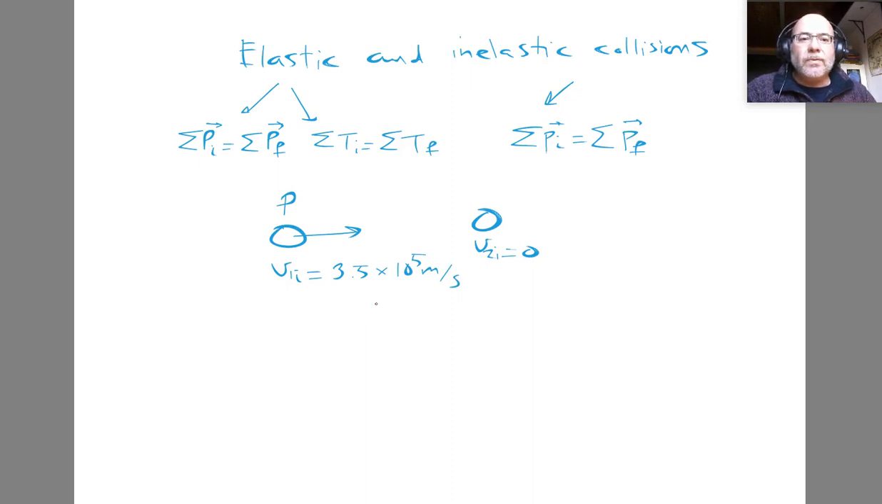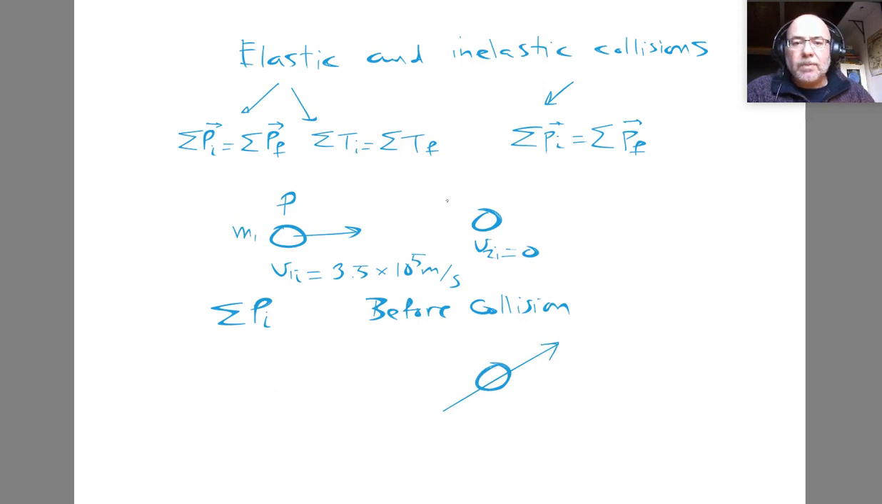We have to differentiate between before the collision, what happened, which will be represented by the sum of P initial, and what happened after the collision. After the collision, this is M1 and this is M2, but as they are both protons, M1 is equal to M2, and we're going to call it just M. Again, this was our reference frame.